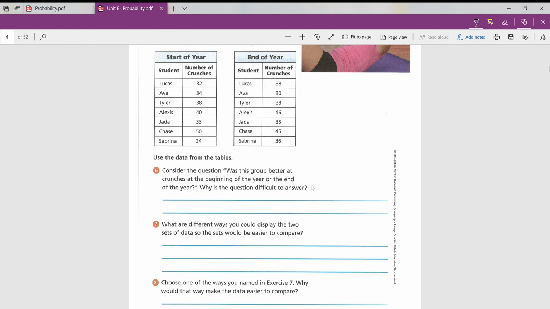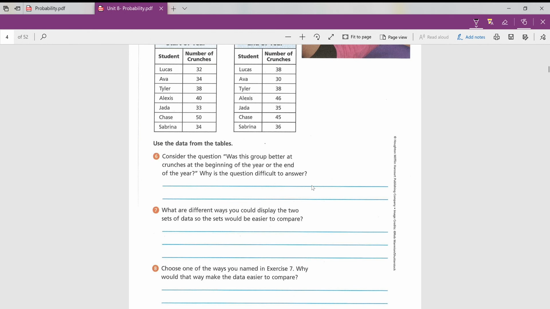Was this group better at crunches at the beginning of the year or the end of the year? And why is this question difficult to answer? I'm not going to tell you this because I want to hear your ideas and thoughts on why this is difficult to answer. The reason being is it's meant to be difficult to answer, and we'll get to why later on.